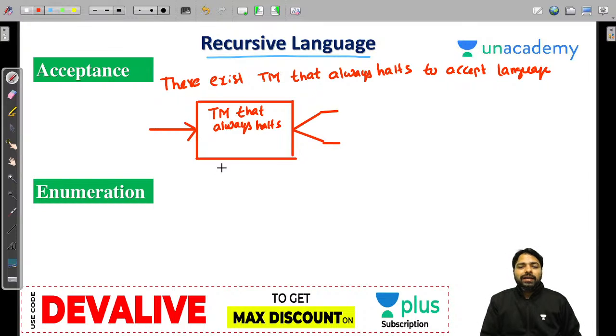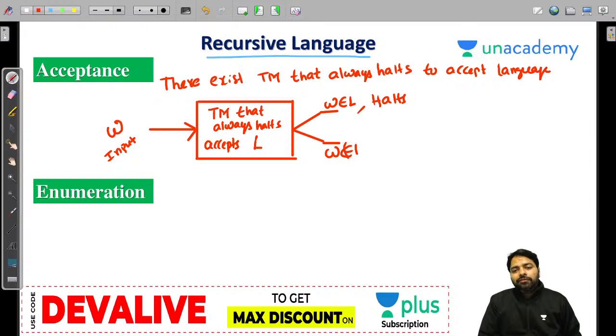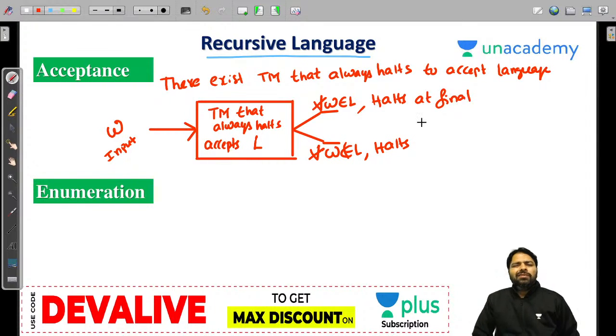Whether it is valid or invalid, but what it accepts. Some L, that L is called a recursive language, guys. Now give some string W here, as input. If W belongs to L, it definitely halts. If W is not in L, it definitely halts. It doesn't matter whether you give a valid string or an invalid string. It halts, but where it halts, that matters. It halts at final with exactly one path or at least one path.